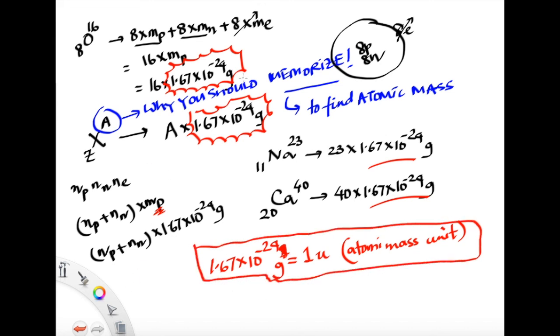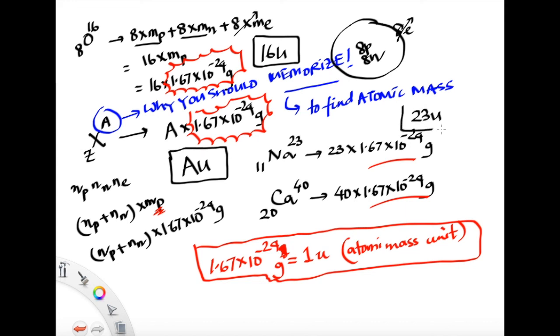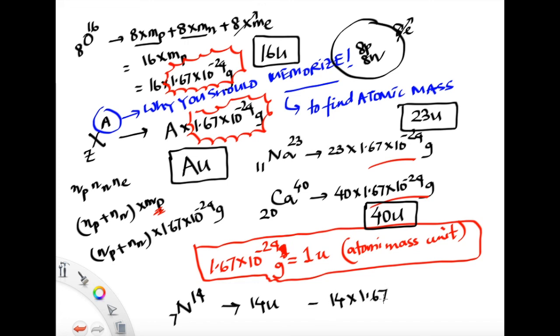Therefore, oxygen having a mass number of 16 will have an atomic mass of 16 U. Any random element having mass number A is going to have an atomic mass of A U. Sodium is going to have an atomic mass of 23 U. Calcium is going to have an atomic mass of 40 U. So if you have nitrogen, which has an atomic number of 7 and a mass number of 14, its atomic mass is going to be 14 U. And in grams, it's going to be simply 14 into 1.67 into 10 to the minus 24 grams.